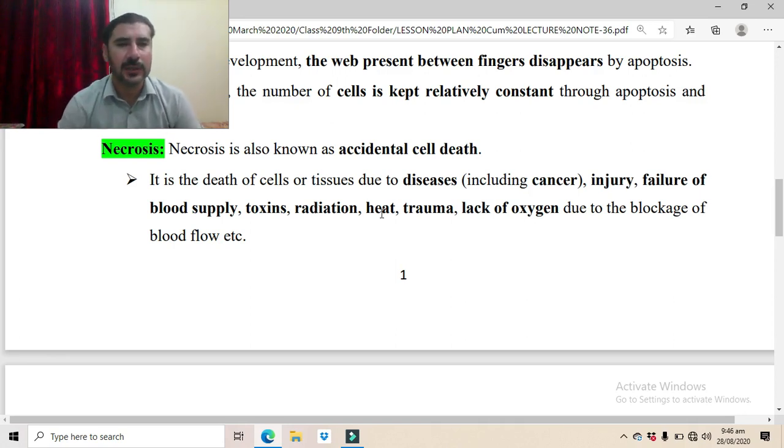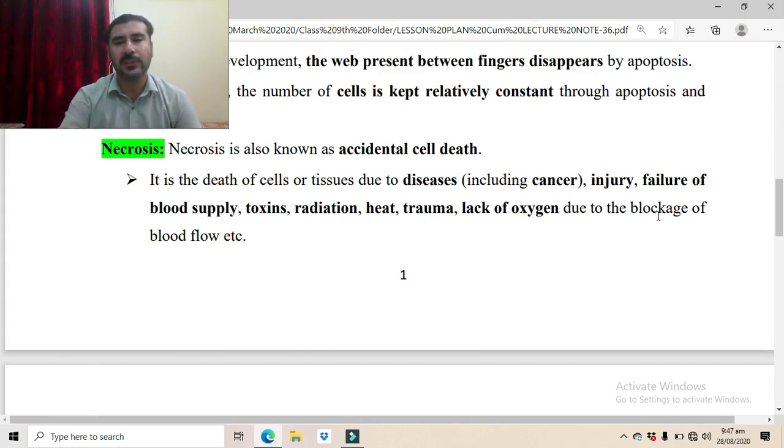Heat, whenever some part of our body is burned, as a result various cells die. That is due to necrosis. Trauma, again whenever there is some accidental injury, due to that injury various cells are killed, those cells die. That is due to necrosis.